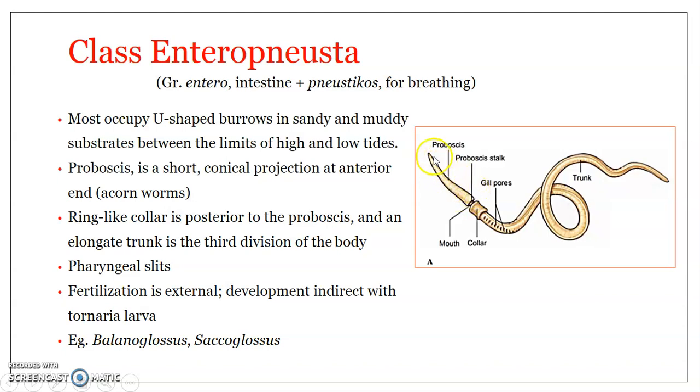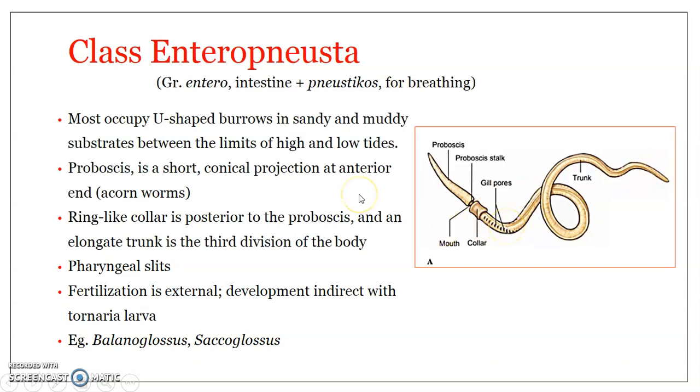Okay, so that is why it is known as an acorn worm. Now, they are usually solitary and vermiform, with numerous gill slits in the pharyngeal region, and they have a straight digestive tract. You can see over here the proboscis, the collar and the trunk region, with numerous gill pores, the pharyngeal gill slits, on the pharyngeal region.